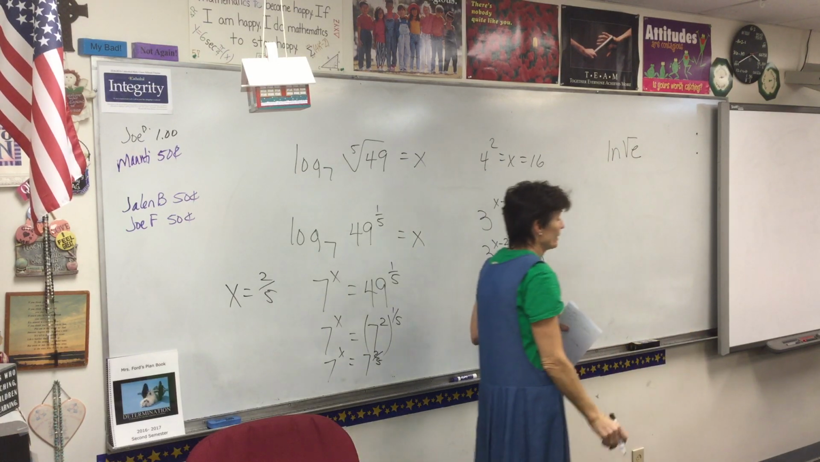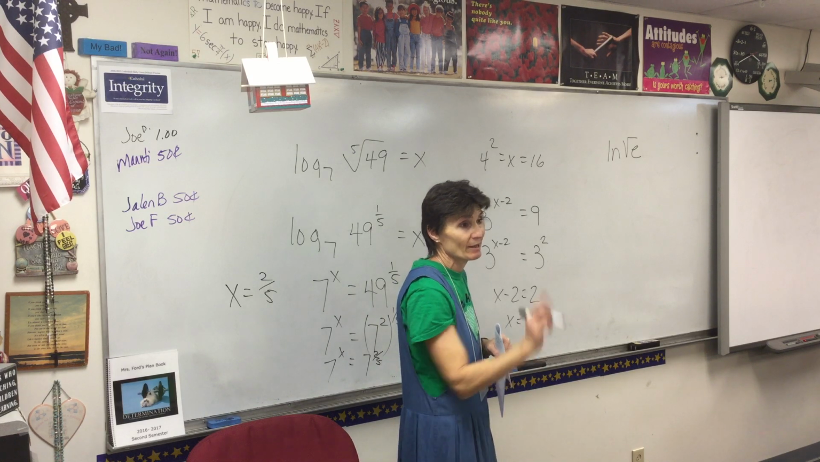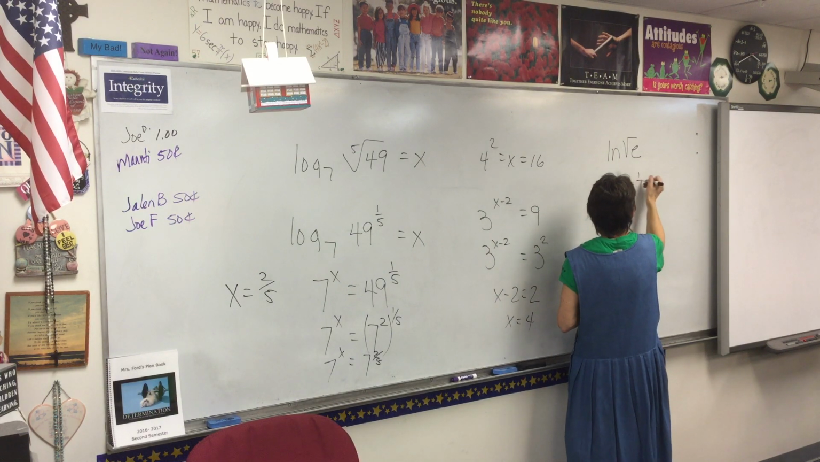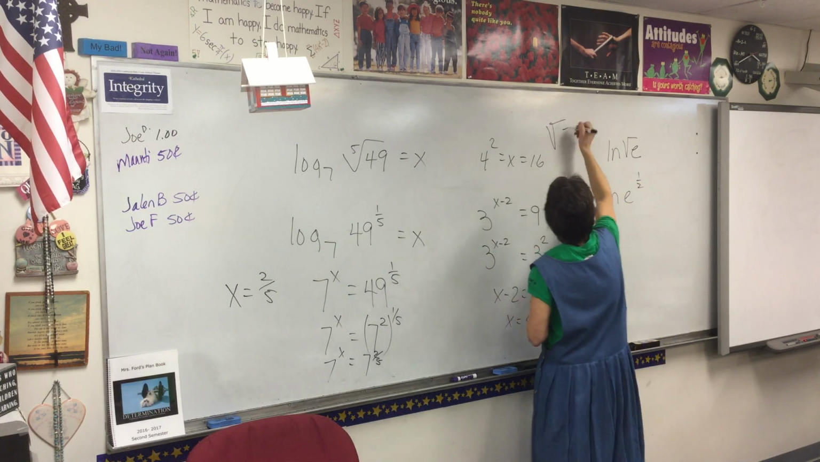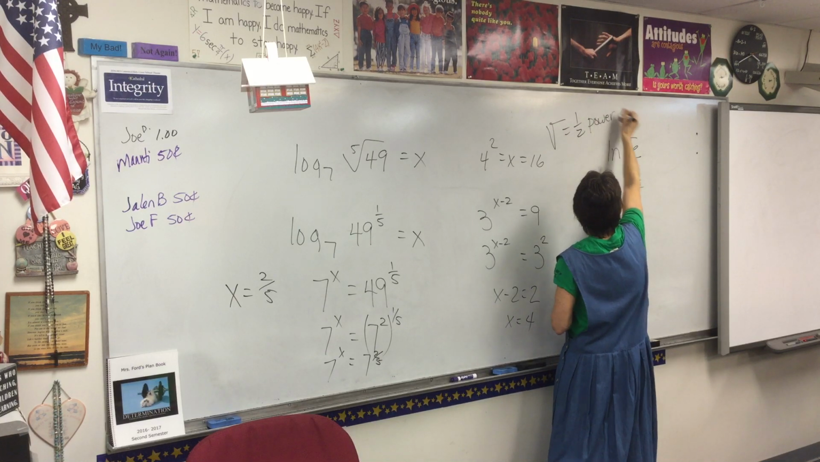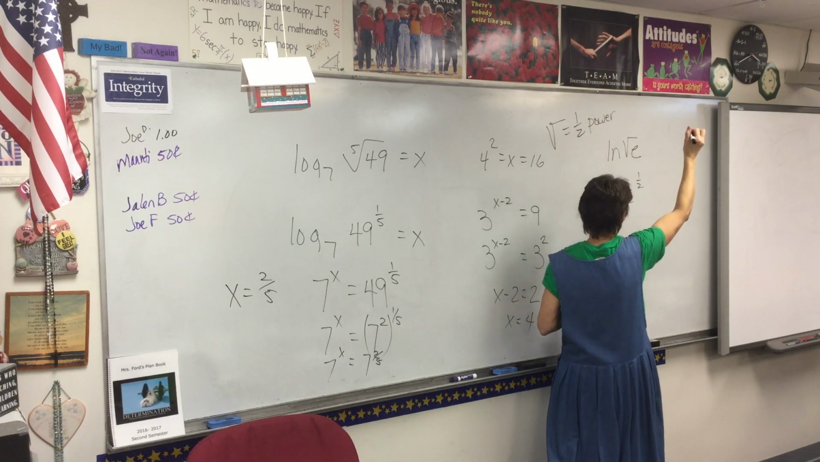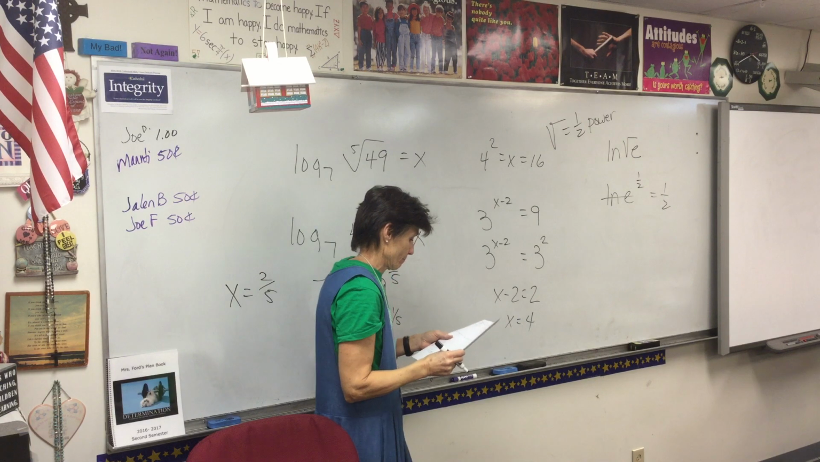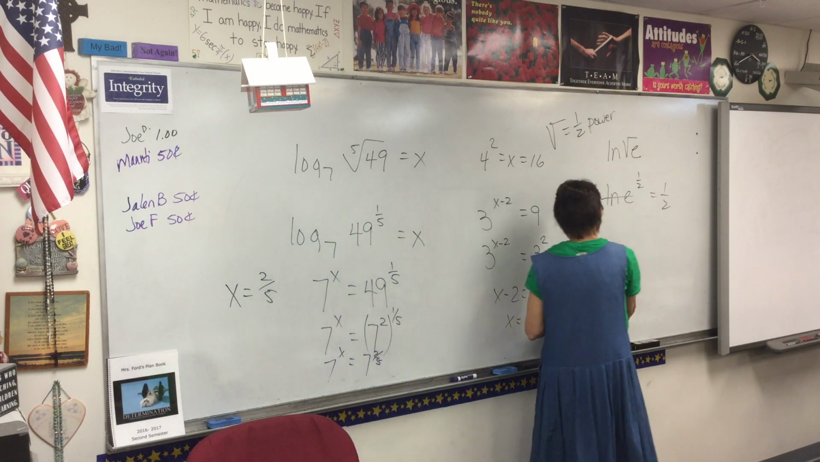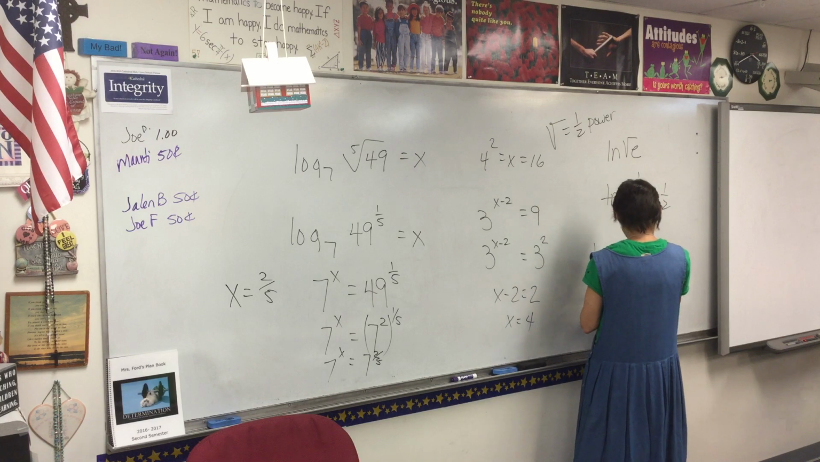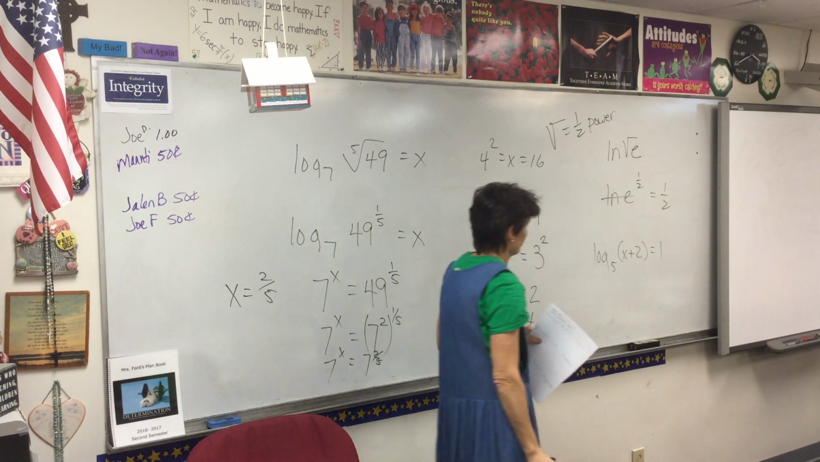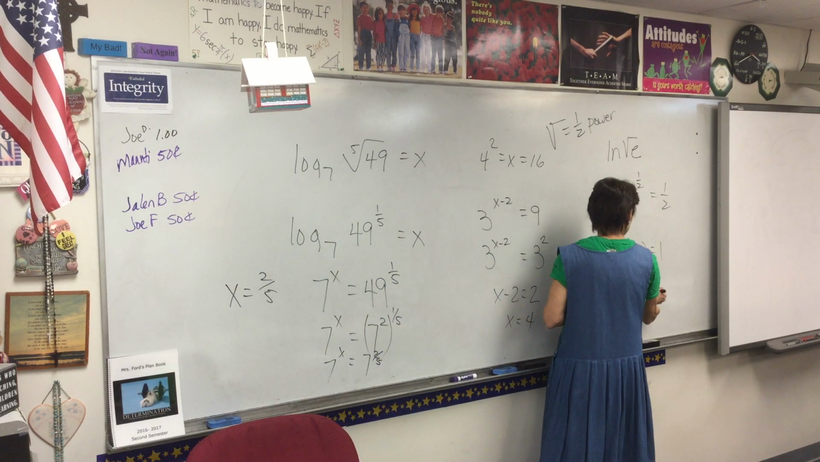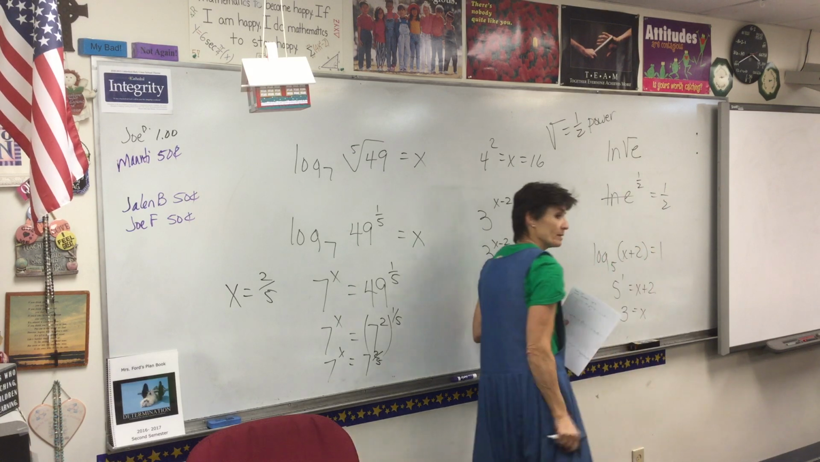Don't you dare cancel that ln and that e, because there's something in between them. You've got to get rid of that something. A square root is a 1/2 power. So now they cancel, and the answer is 1/2. So 5 to the first equals x plus 2. Yep. So 3.